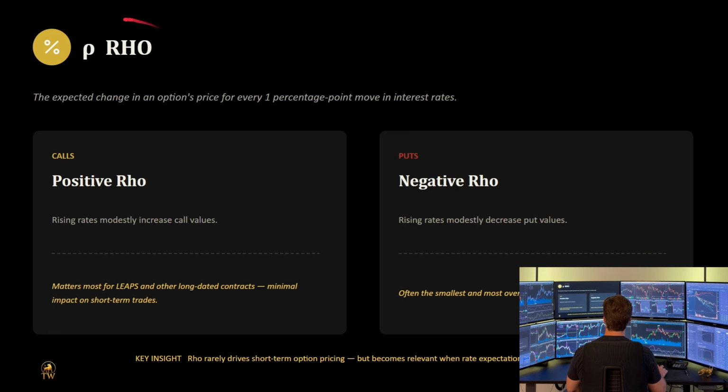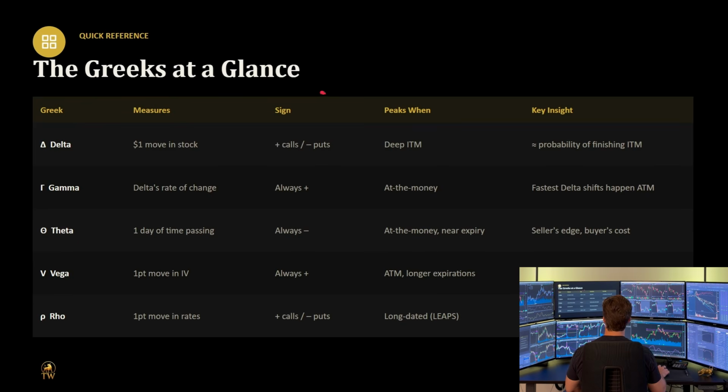All right, moving on to our last Greek, rho. Rho is the expected change in an option's price for every 1 percentage point move in interest rates. Calls have a positive rho, with rising rates modestly increasing call values. Puts have a negative rho, with rising rates modestly decreasing put values. Rho will most often affect LEAPS. And like I said, it's probably the smallest and most overlooked Greek in day trading because it has the least amount of effect. All right, let's do a quick recap.